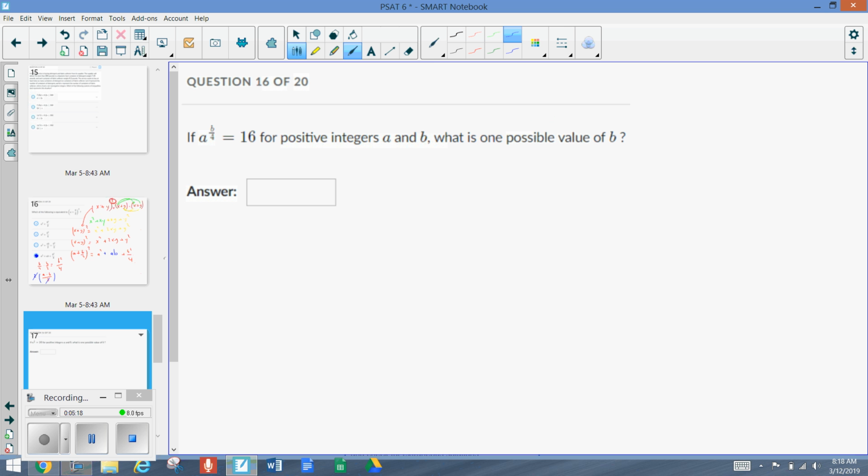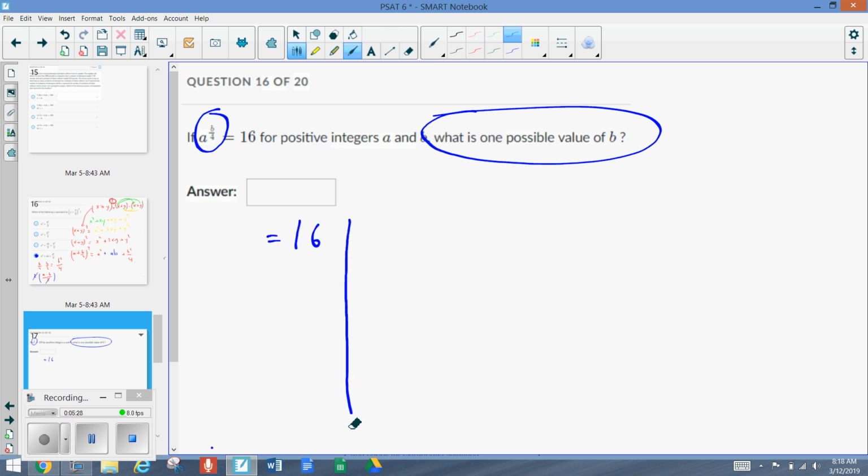Circle the question. What is the possible value of B? So there's an exponent, as you see. And at the end, we're getting 16 as a result. Tell me an exponent that results in 16. Go on. Tell me any exponent that results in 16. 4 squared. Let's say this is 4 squared, right? Because 16, look over here. This is 4 squared equals 16.